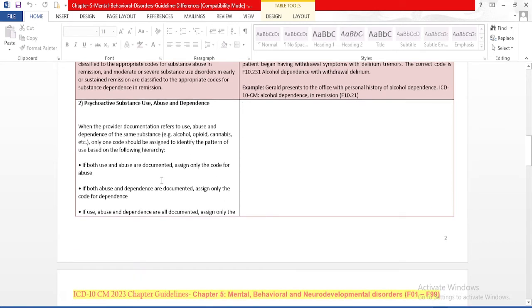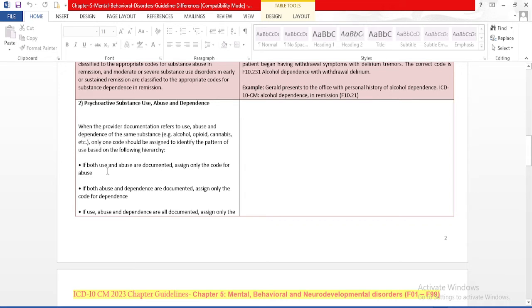So next guideline, psychoactive substance use, abuse and dependence. When the provider documentation refers to use, abuse and dependence of the same substance, for example alcohol, opiate, cannabis, etc. So for alcohol, if the provider documents alcohol use, alcohol abuse and alcohol dependence, only one code should be assigned to identify the pattern of use based on the following hierarchy. So for example, if the provider mentions in the documentation alcohol use, alcohol abuse, alcohol dependence, we know to code the more severe condition, which is alcohol dependence.